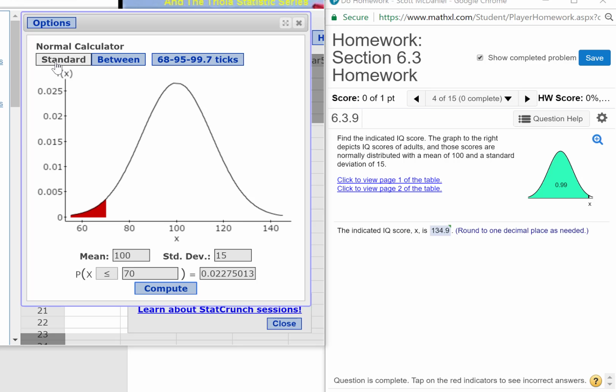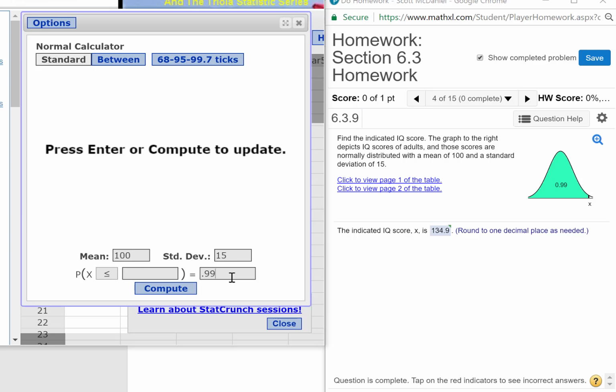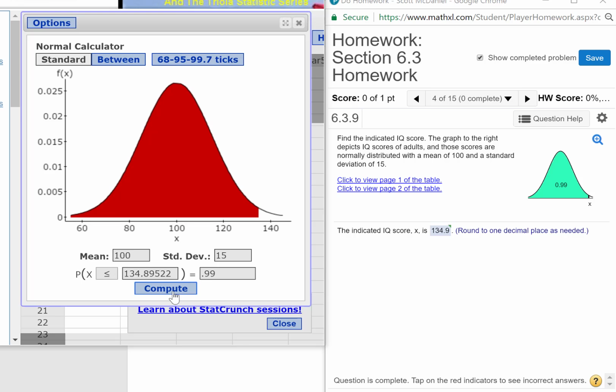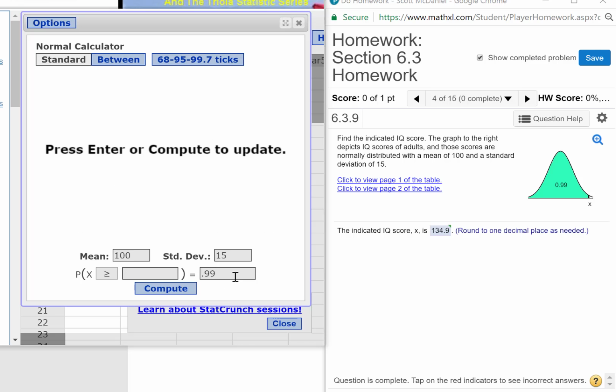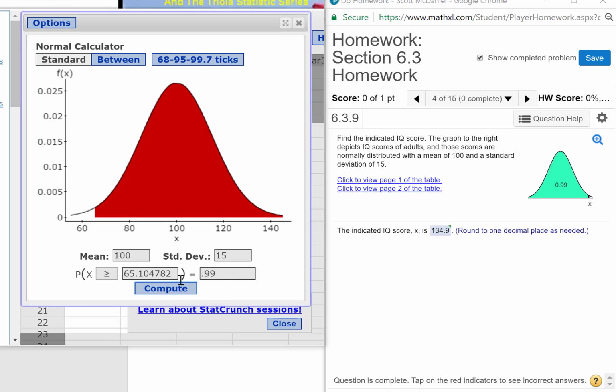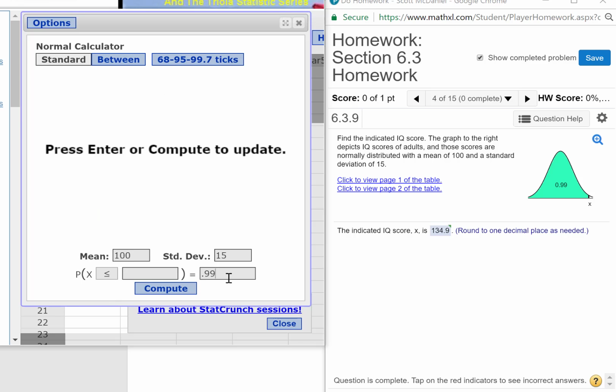So in this case, again, we're going to keep it at standard. Mean of 100, standard deviation of 15. In this case, we actually know what this is. It's 0.99. Click enter. And again, this looks like it's shaded correctly, right? If we had this flipped around the other way, and I'd put 0.99 in, that would not be right. So let's make sure we do this correct, 0.99.